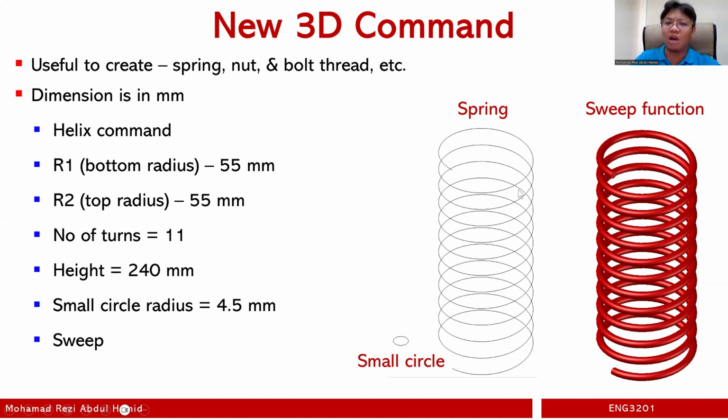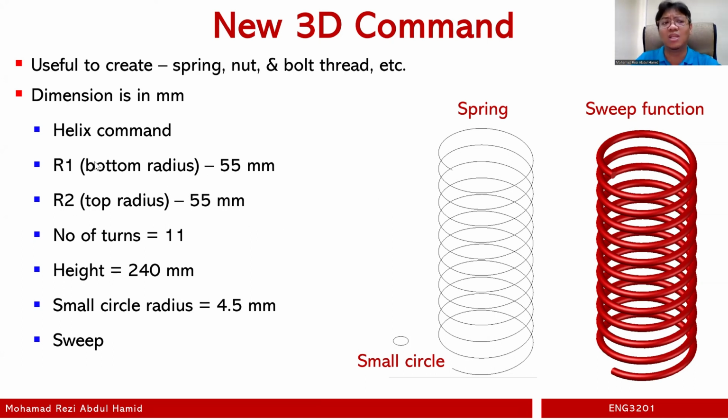So okay, how to create the spring here? It's quite simple. The command is the helix command. Just type in your AutoCAD, helix. And of course, you're going to specify the radius, the bottom radius and top radius, of 55 and 55.